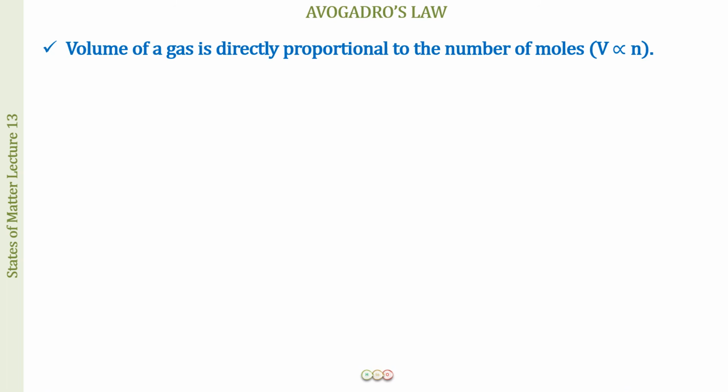So now what we have learned in this law is that the volume of a gas is directly proportional to the number of moles of the gas when the temperature and pressure are constant. Fine. So now we are going to learn certain more things related to this law, which are going to be very important for us.